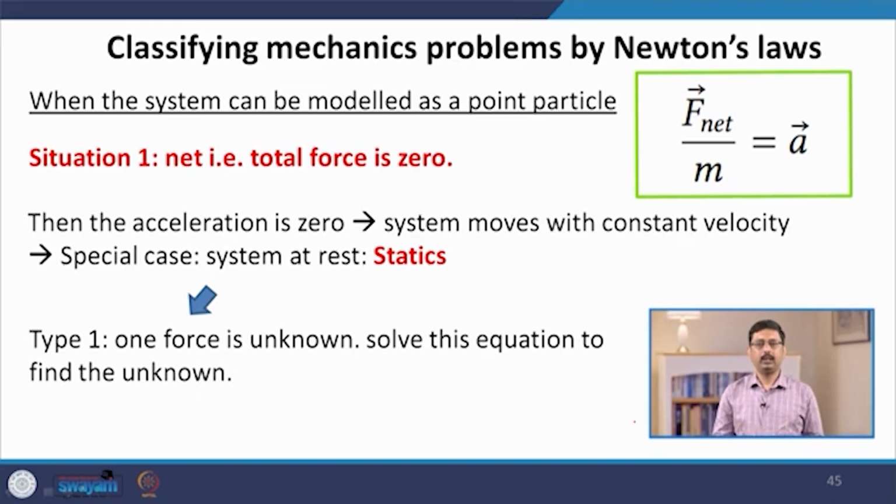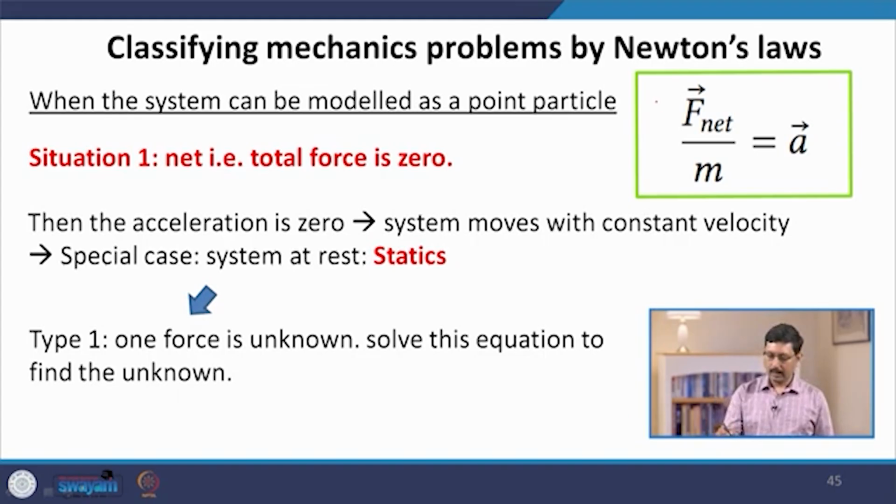Now, we will encounter in real life and in this course situations where the system cannot be modeled by a point particle. You have to assume it is an extended object. Those are more complicated scenarios, where we can have other types of problems, but for a point particle we can think of 4 kinds of situations. All of these 4 situations are of course also valid for extended objects.